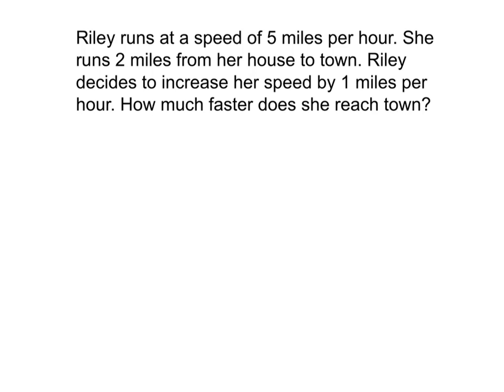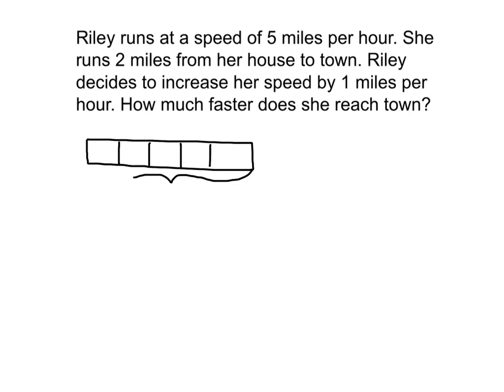So we'll start with the first part. Riley runs at a speed of 5 miles per hour. So we'll draw our bar model. And it will have 5 pieces for each mile. So 1, 2, 3, 4, 5. So that represents the 5 miles in 1 hour, which we want to write that that's 60 minutes.